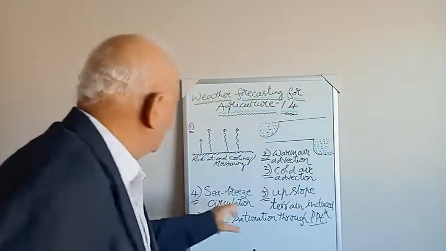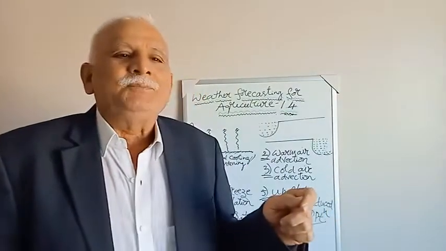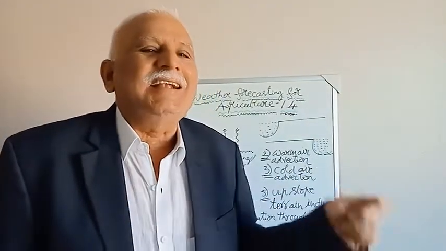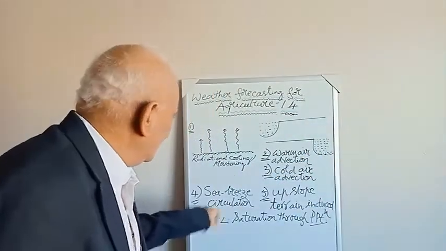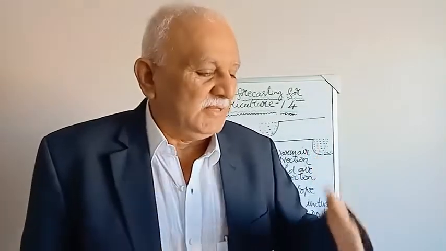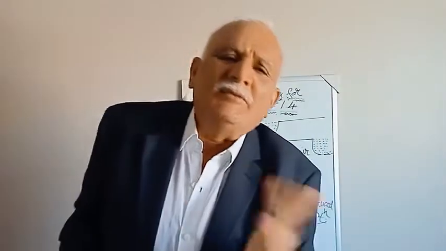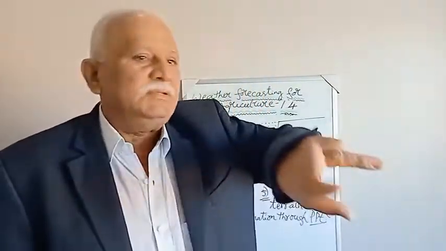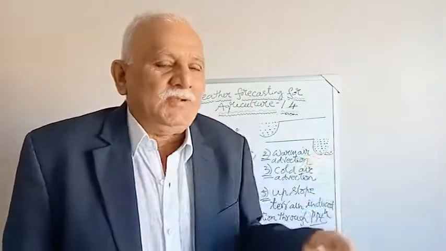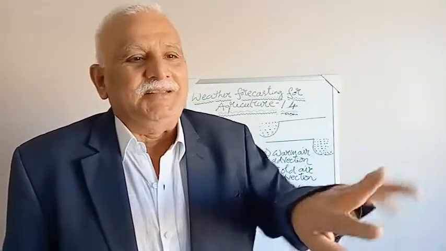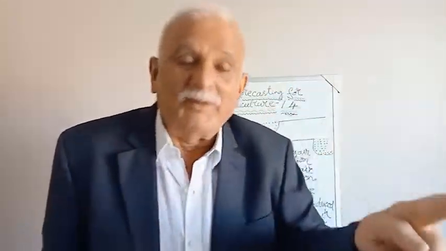The fourth one is the sea breezes, or sea and land breeze circulation. What is a sea breeze? Sea breezes occur during the daytime. Land breezes occur late in the evening or in the night time. Now, when these circulations are interacting, land and sea breezes are interacting, then fog formation is possible.